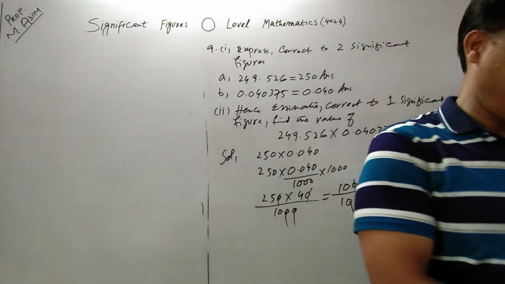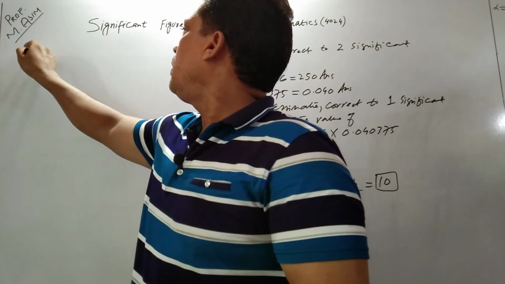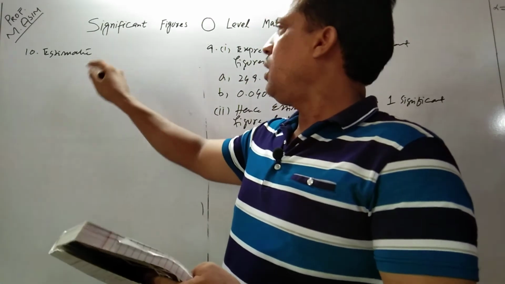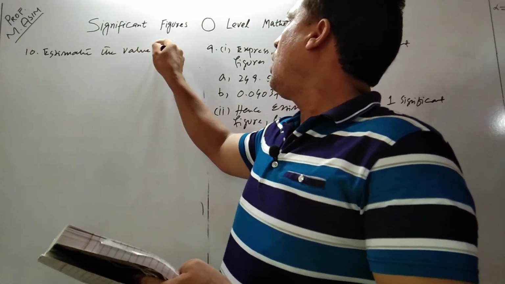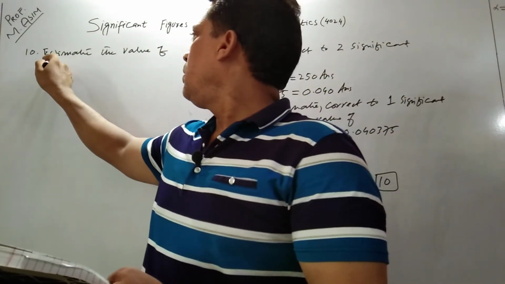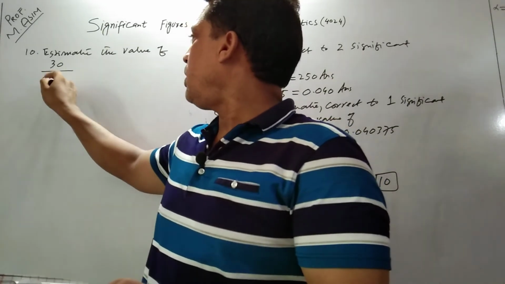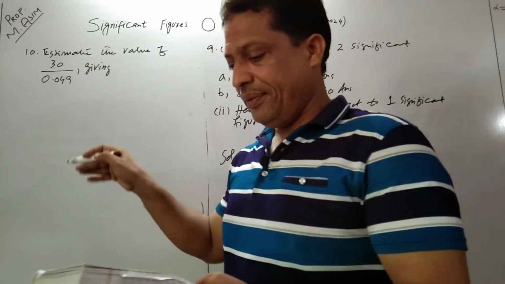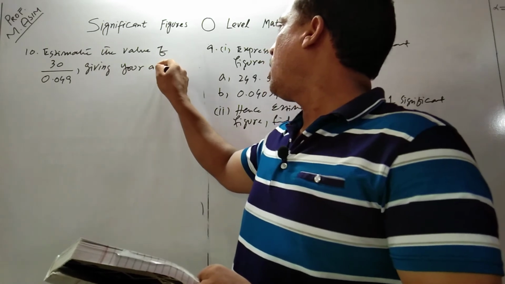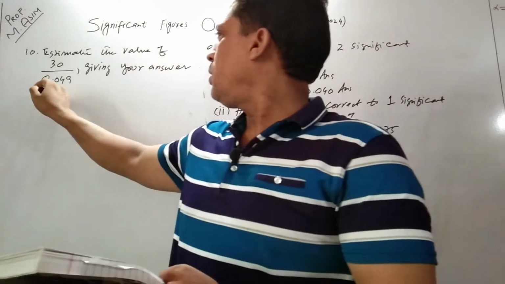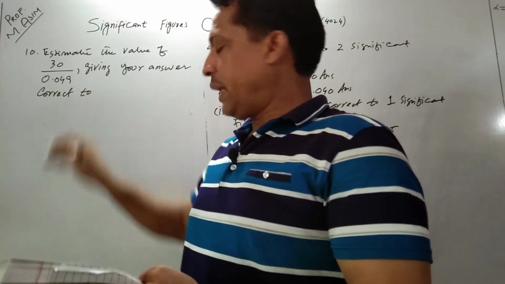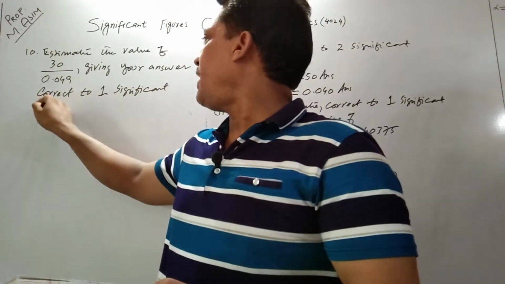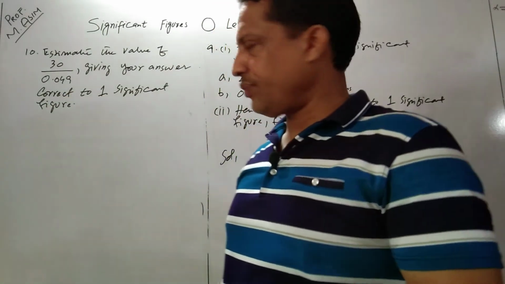Question number 10 is, estimate the value of 30 upon 0.049, giving your answer correct to one significant figure. Solution.